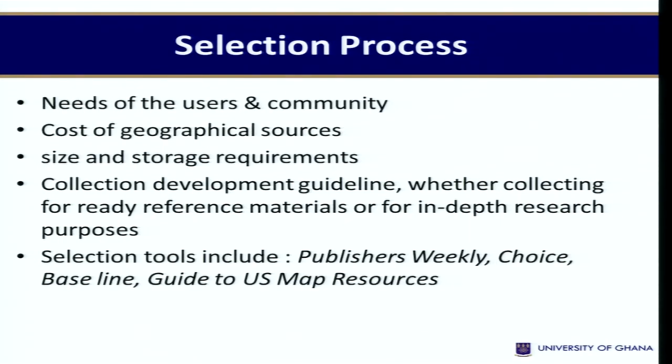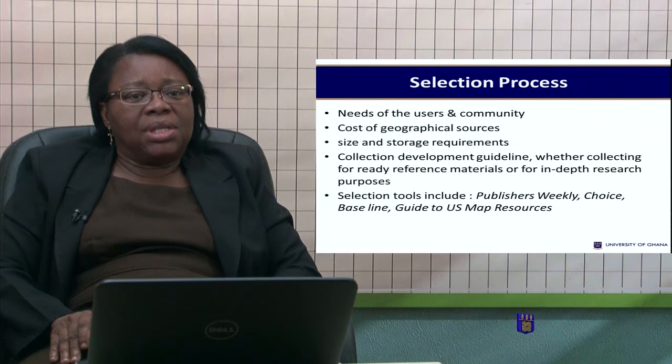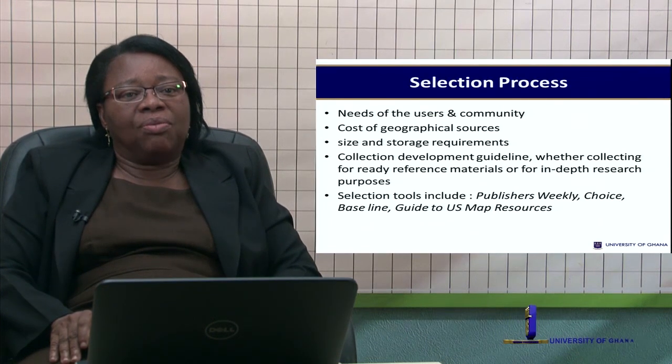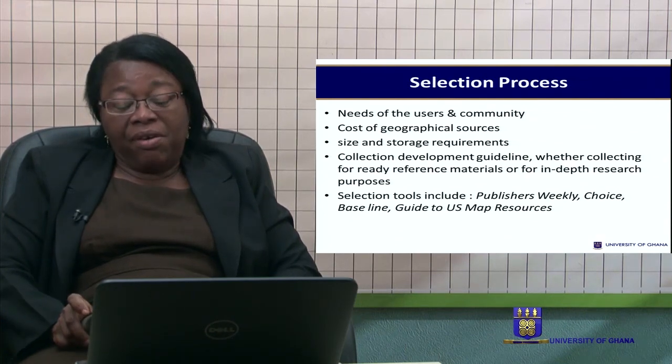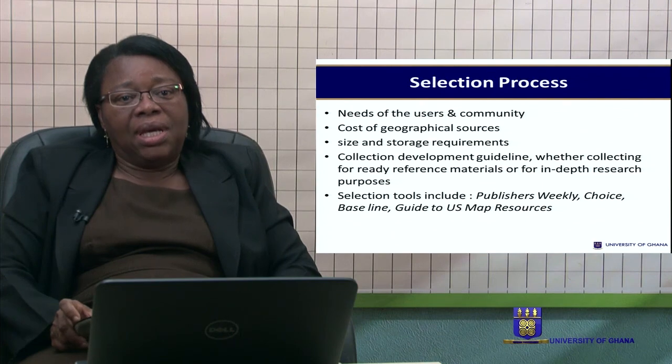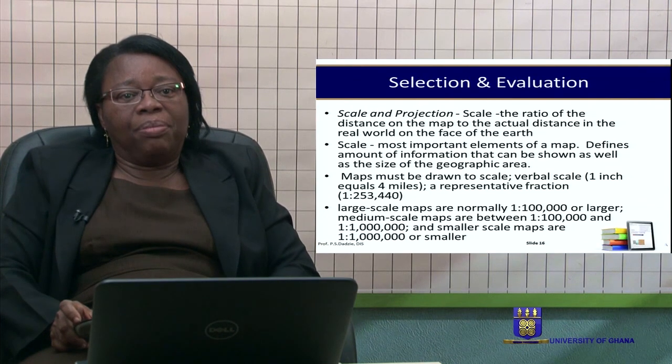Now, what are the selection and evaluation criteria of geographical sources? Here, you will need to again look at the needs of your community and the cost of the geographical sources. You need to consider the storage requirements of these geographical sources. As I mentioned, maps are very difficult to store in libraries, and they need special rooms to store them.